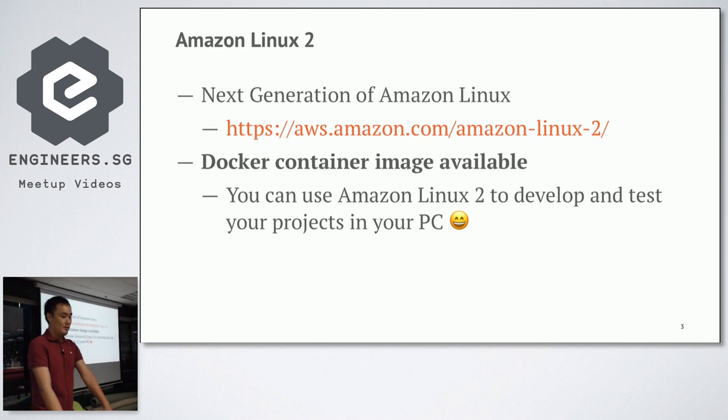Let me mention briefly Amazon Linux. Amazon Linux is, as you might already know, a Linux distribution by Amazon. And Amazon Linux 2 is the next generation of Amazon Linux. It is still a release candidate, but I think long-term support will be released soon. It comes with several new features, but the one important in this talk is that we can use a Docker container image. That means you can run Amazon Linux not only in EC2 or AWS, but also on your local laptop or desktop machine. So you can use Amazon Linux 2 to develop and test your projects on your PC. That's a nice thing.